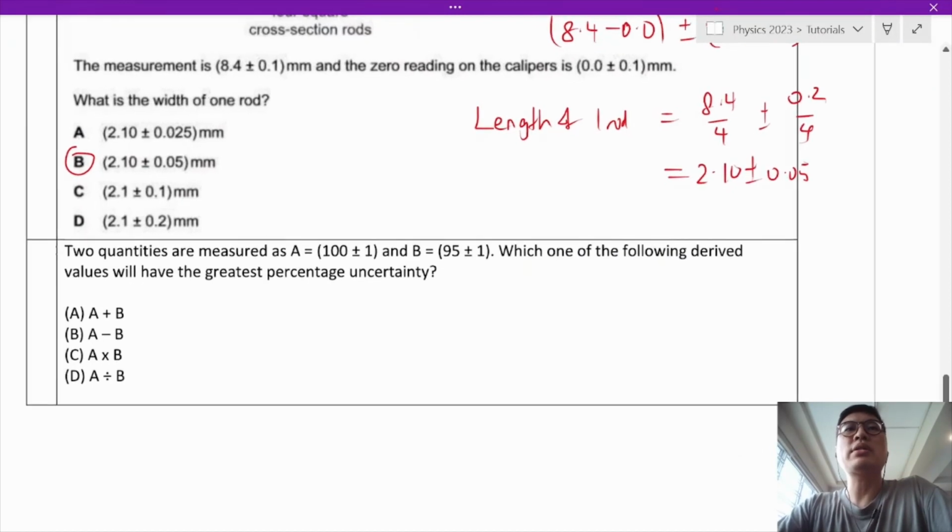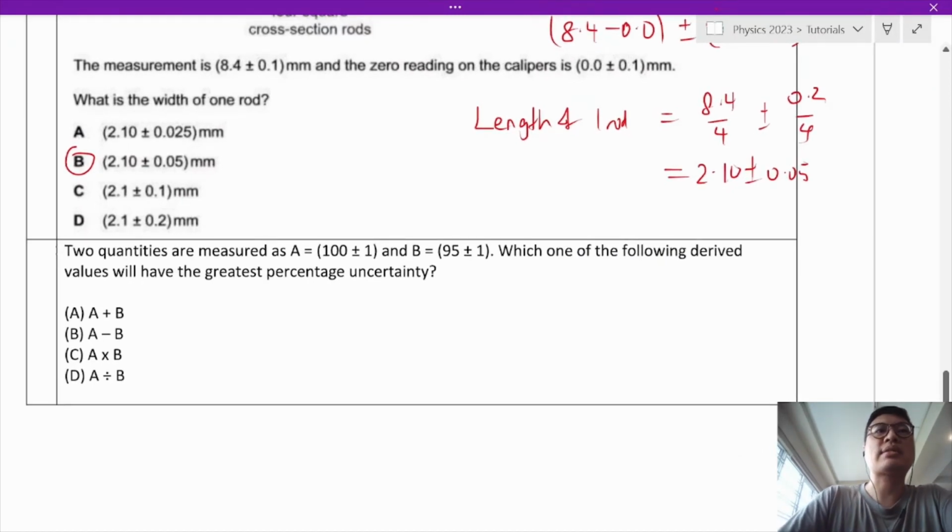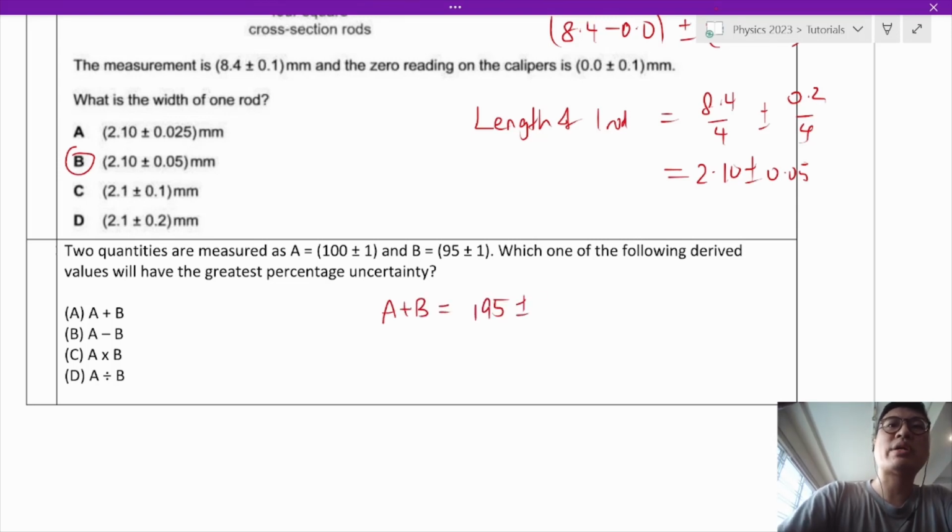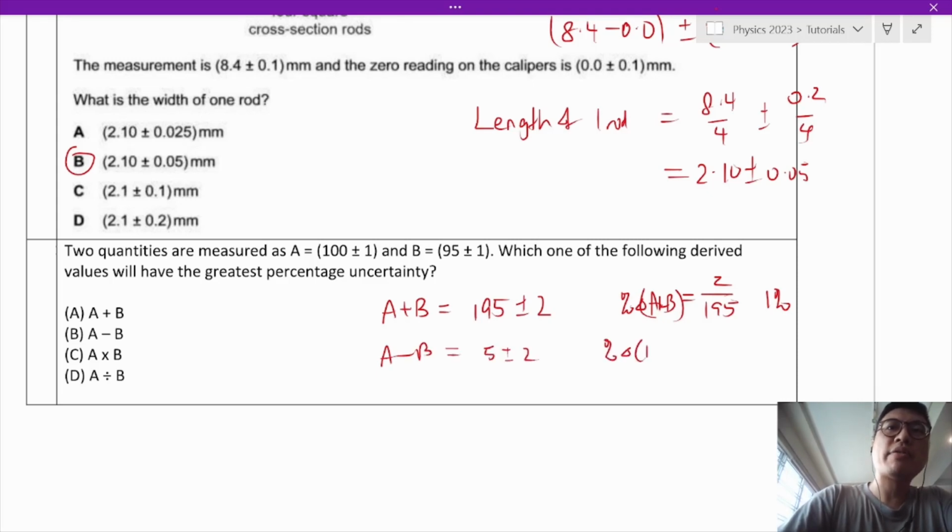Two quantities are measured as A and B. Which of the following has the highest percentage uncertainty? So let's take a look. A plus B will be equal to 195 plus minus 2. So the percentage uncertainty of A plus B will be 2 divided by 195. So this is approximately 1%. Now the other one, A minus B, will be equal to 5 plus minus 2. So the percentage uncertainty of A minus B will be 2 over 5, which is 40%.